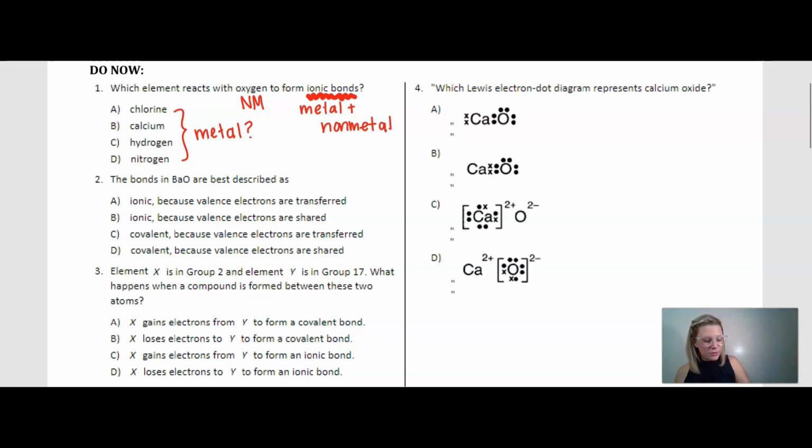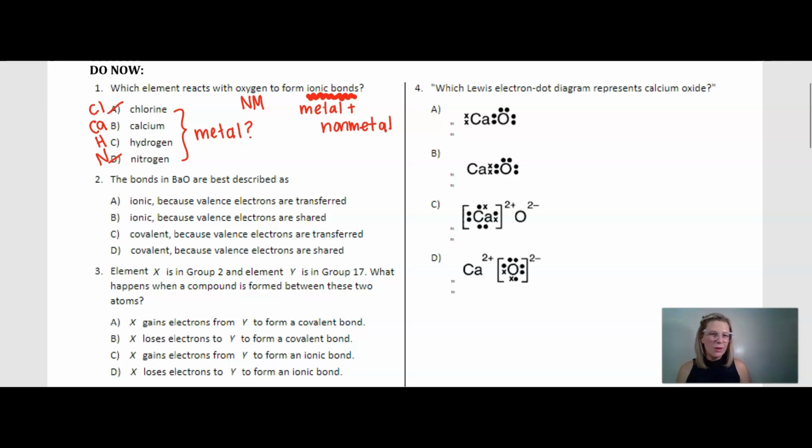Okay, so we're looking these up. We have chlorine, which is Cl, calcium, which is Ca, hydrogen, H, and nitrogen, N. Remember that you can look at which are considered metals versus nonmetals by just following that staircase on your reference table. Okay, so chlorine falls to the right of the staircase, calcium falls to the left of the staircase, hydrogen falls to the left of the staircase, and nitrogen falls to the right of the staircase. Remember, everything that falls to the left is a metal, and everything that falls to the right is a nonmetal.